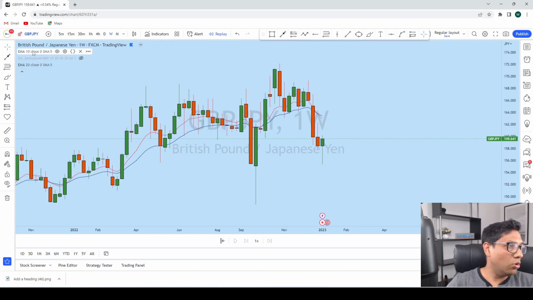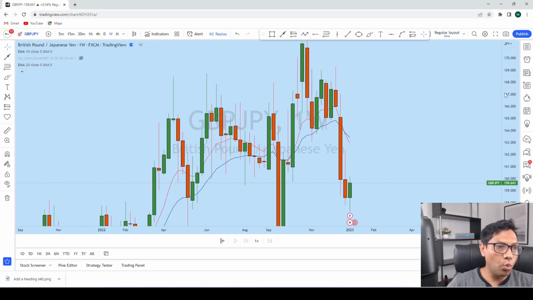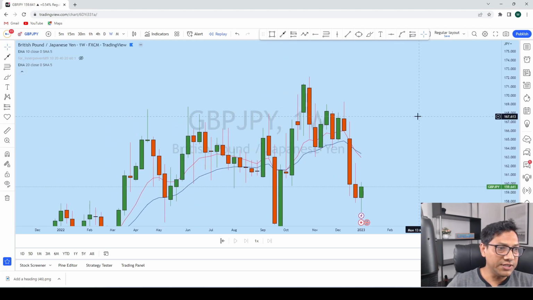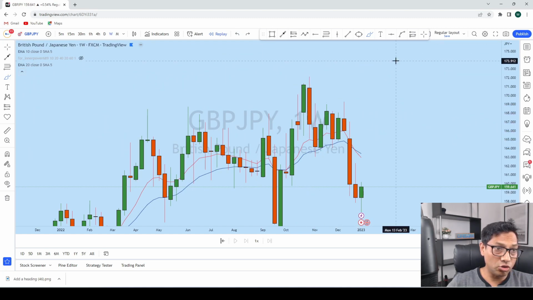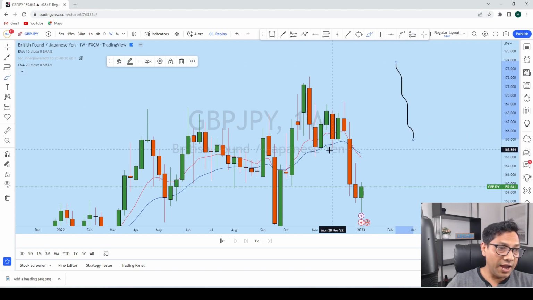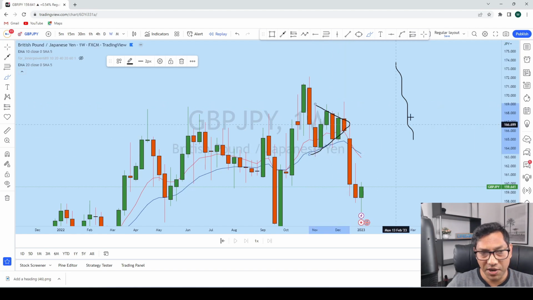So if you closely look at GBP JPY, what you see is a clear impulse on the weekly time frame, a strong impulse that we're talking about. Let's draw that impulse separately. And then what you have seen, the price created a nice looking triangular pattern, very clear price action, guys, nothing fancy. You can see this is a triangular pattern.